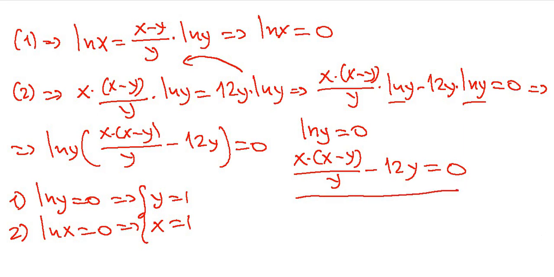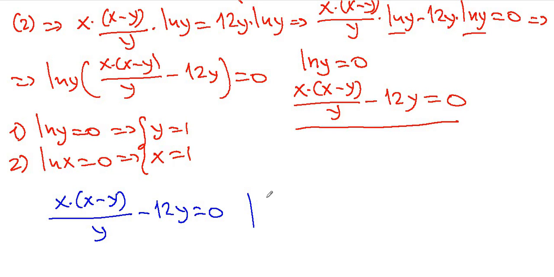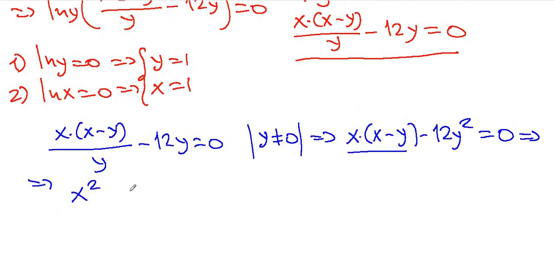Now let me rewrite this equation here as it is. So x times x minus y divided by y minus 12y is equal to 0. Since we are looking for all positive real solutions of x and y, here y cannot be equal to 0. So therefore I can multiply both sides by y to eliminate the denominator, and then I will get x times x minus y minus 12y squared is equal to 0. So let me expand this product. Then x squared minus xy minus 12y squared is equal to 0.